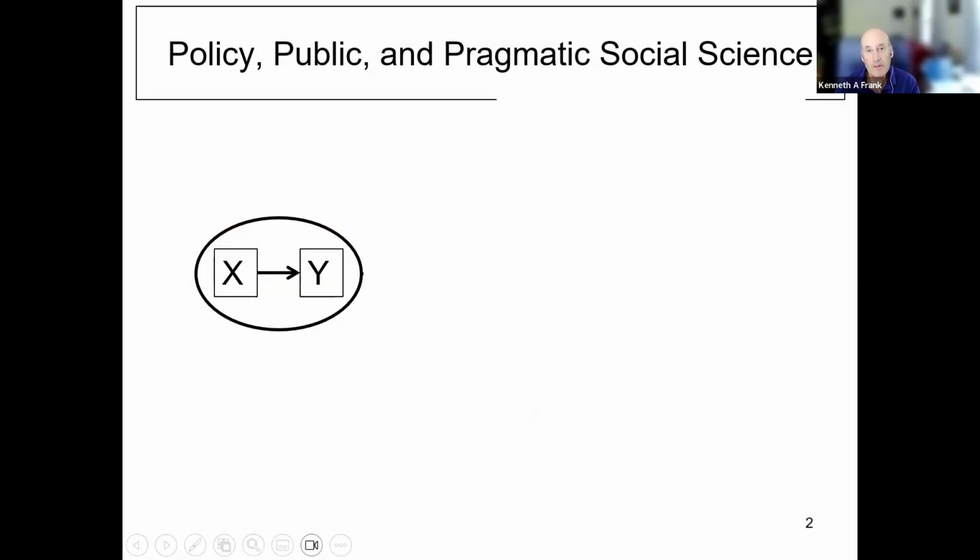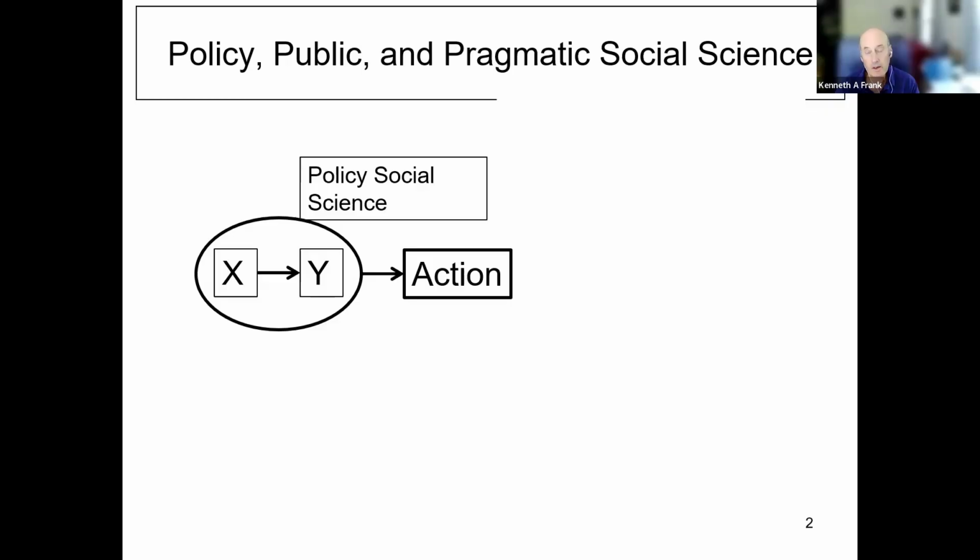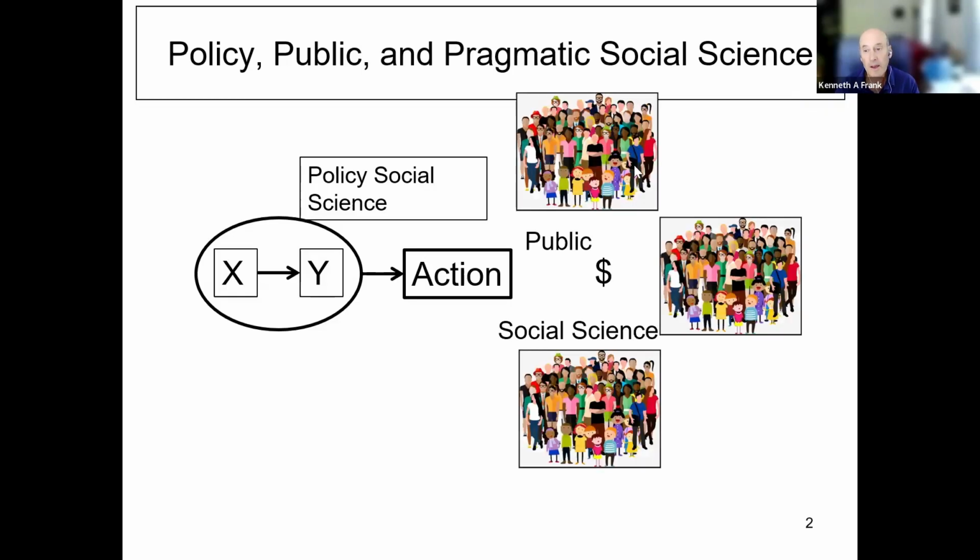So sensitivity analysis really starts off when, as a social scientist, we find that X causes Y. We see there's a relationship there. And because of that, we make maybe a call for action. And that would be in the context of policy social science. When we call for that action, we are going to engage the public, and not just one public, but multiple publics, lots of groups of people.